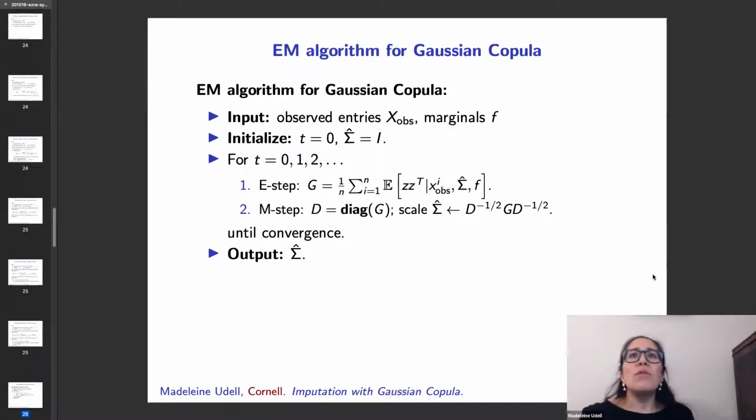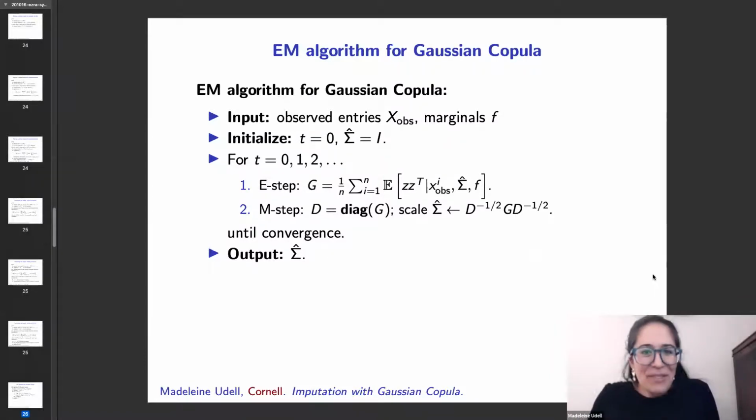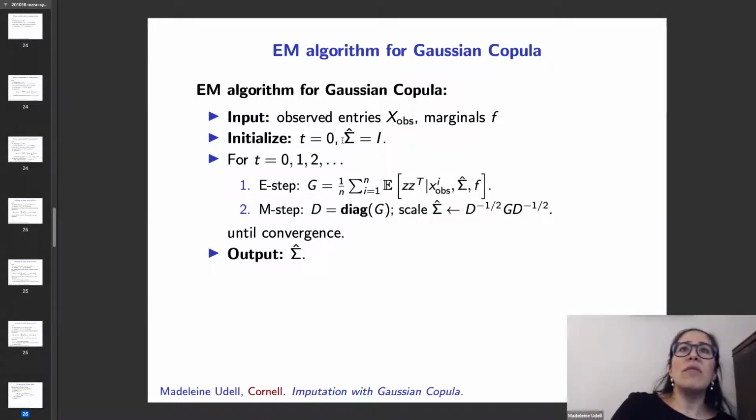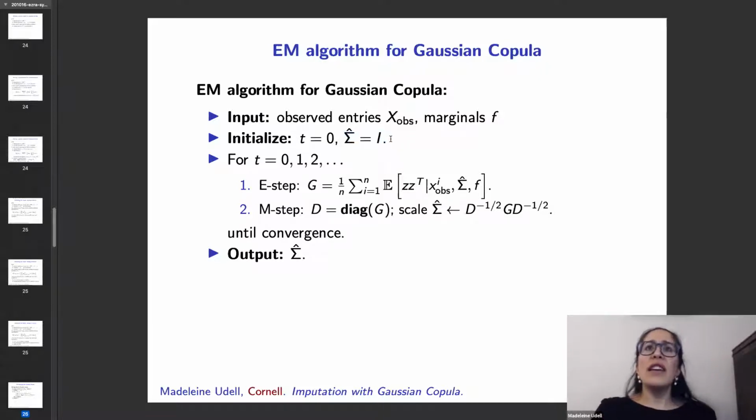So here's what the EM algorithm looks like. In fact, it's maybe the algorithm that you would have written down if you just thought about the problem. It takes a very natural form here. The input is the observed entries xob and the marginal f. All I need to initialize is my correlation matrix, and I'll initialize it as the identity. The first thing I'm going to compute is the expectation of the covariance matrix of the Gaussian zi's.